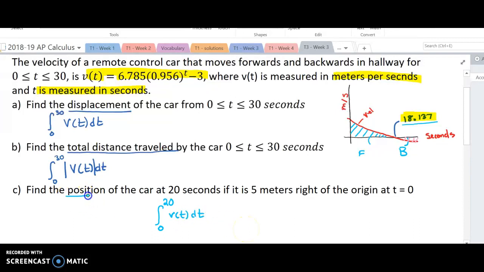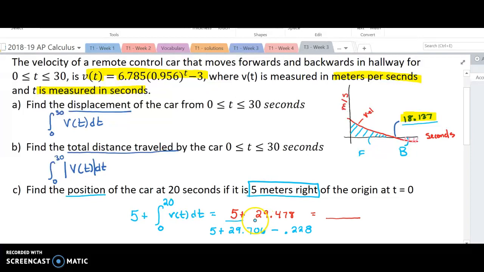But if we're looking for position, then we want to add where we started from. So we'll say we're going to start at 5 meters, and then we're going to add our displacement from 0 to 20. We add our initial position plus our displacement. Our position is 34.706 meters right of the origin.